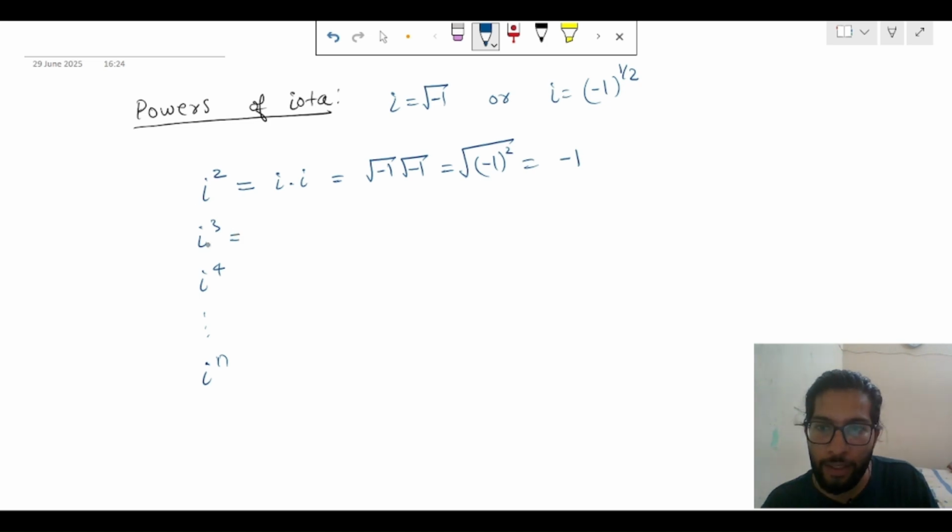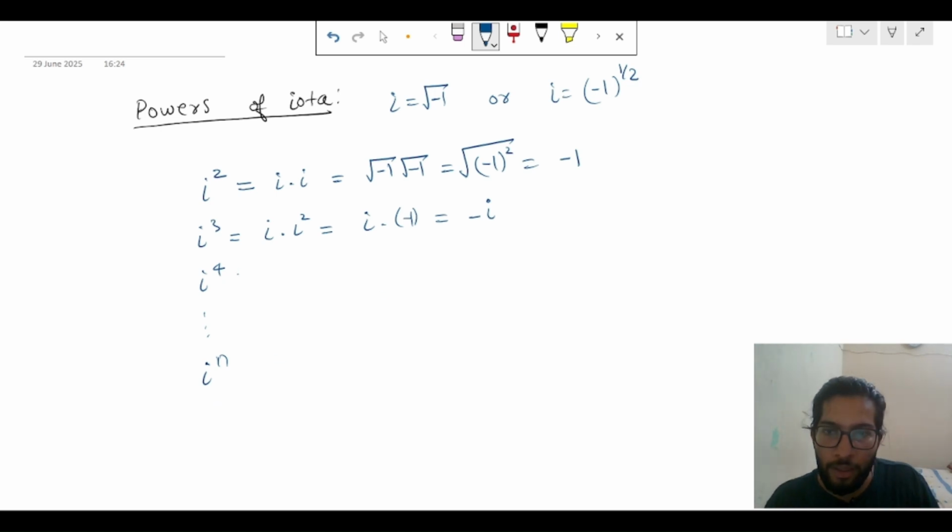Now iota cube, we can write iota cube is equal to iota multiply iota square. Is it correct or not? And after that we can write iota multiply, what is iota square? Written there is iota square, and from the first one we can find iota square is equal to minus 1. So we will write iota multiply minus 1 in place of iota square, which means iota cube is equal to minus iota.